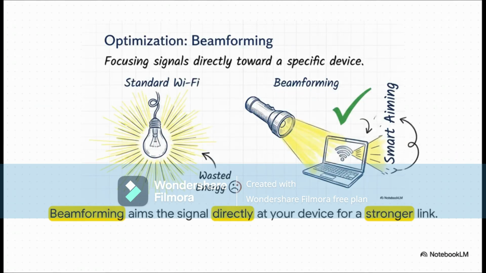And the second trick is beamforming. This is so cool. A normal Wi-Fi router is kind of like a light bulb. It just sends the signal out everywhere, which wastes a ton of energy. But beamforming is like a smart flashlight. It actually finds out where your device is and aims the Wi-Fi signal in a direct beam right at it. The result is a stronger, more focused, and much more stable connection.